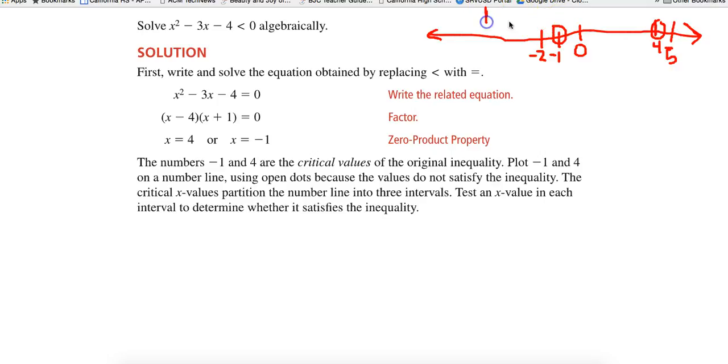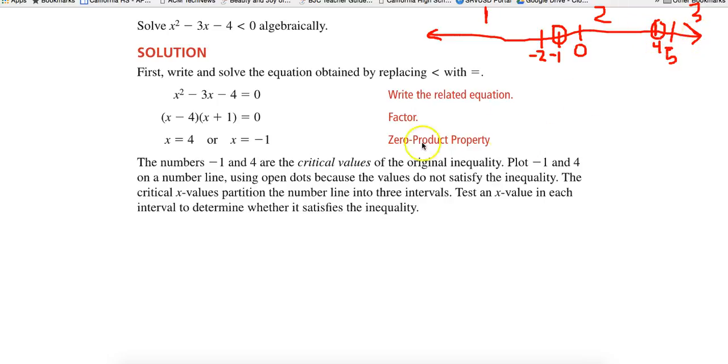Now, what these critical values do is they split our number line up into 3 regions. I'm going to call this region 1. This, between negative 1 and 4, is region 2. And this, anything greater than 4, is region 3. So anything less than negative 1 is region 1, anything between negative 1 and 4 is region 2, and anything greater than 4 is region 3.